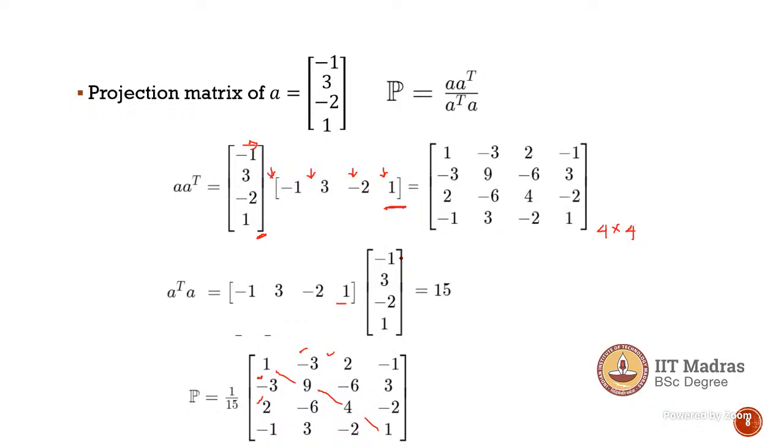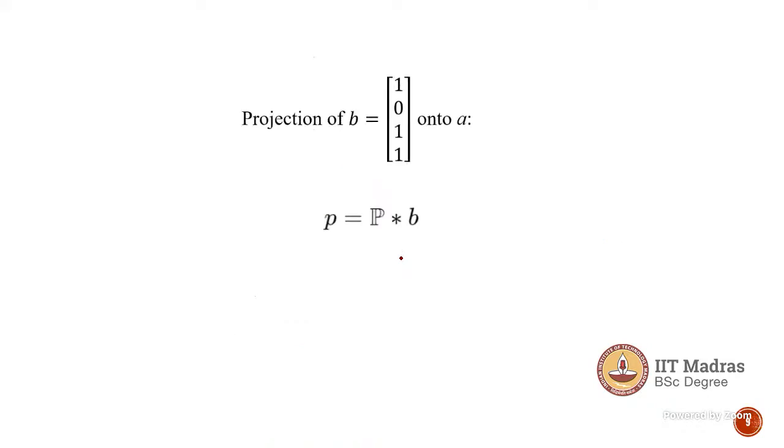Okay. So once you have obtained this projection matrix, initially you had the vector a and you found the projection matrix. If you are asked to find the projection of any other vector onto this, it is simply the multiplication of your projection matrix with the vector b.